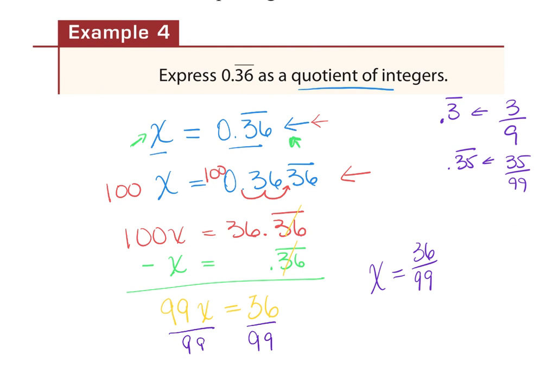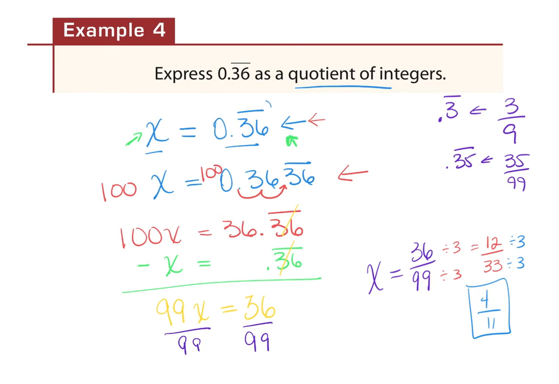Now, I'm not actually done here because I have something in common. I can actually reduce this. What goes into both of those? Something bigger though. You can start with 3. If you start with 3, you may see it. What's 36 divided by 3? 12, right? What's 99 divided by 3? 33. What goes into 12 and 33? 3 again. So you could have taken out a 9, but you can always start with something smaller if you don't see the larger one. You end up with 4 over 11.